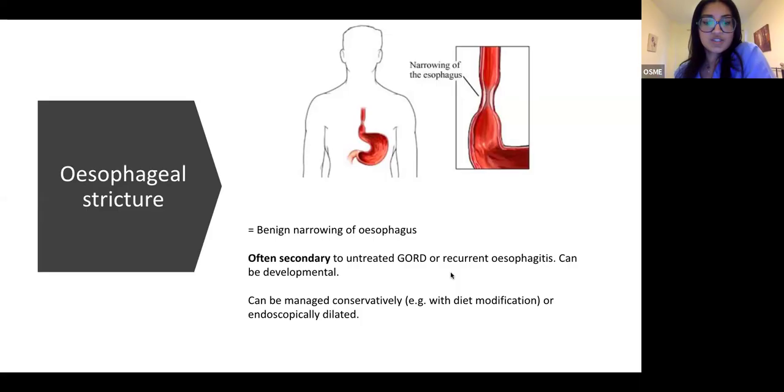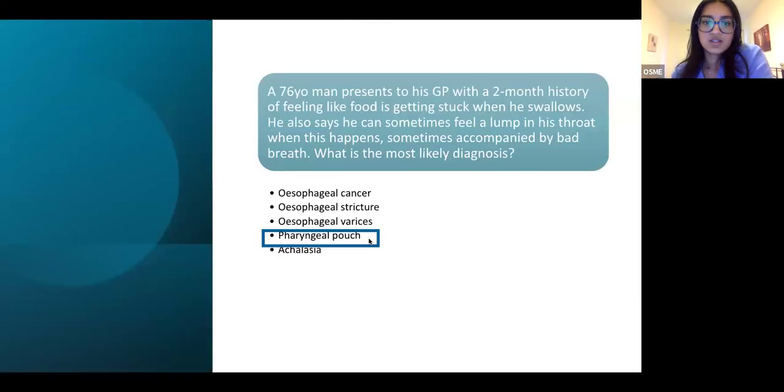Strictures can be managed conservatively by changing your diet, so perhaps including softer foods. But you can also dilate the stricture endoscopically if the patient is experiencing significant symptoms, or they're not able to eat or drink as well as they would like to.